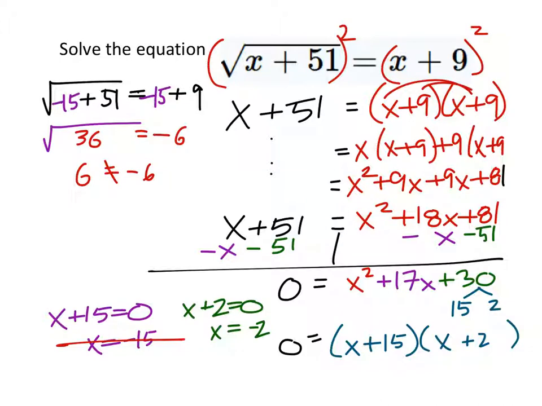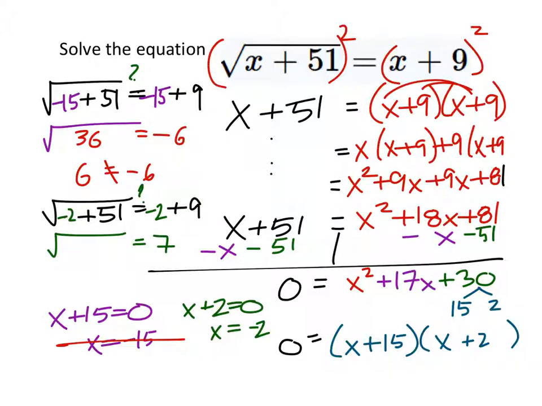Well, let's try negative 2 then. So we'll plug negative 2 in there for x and evaluate. Again, that's a question mark that should have been there as well. Negative 2 plus 9 is 7, and that's the square root of 49. That feels good. The square root of 49 is 7. 7 does equal 7. And x is negative 2 is our only answer for this problem.